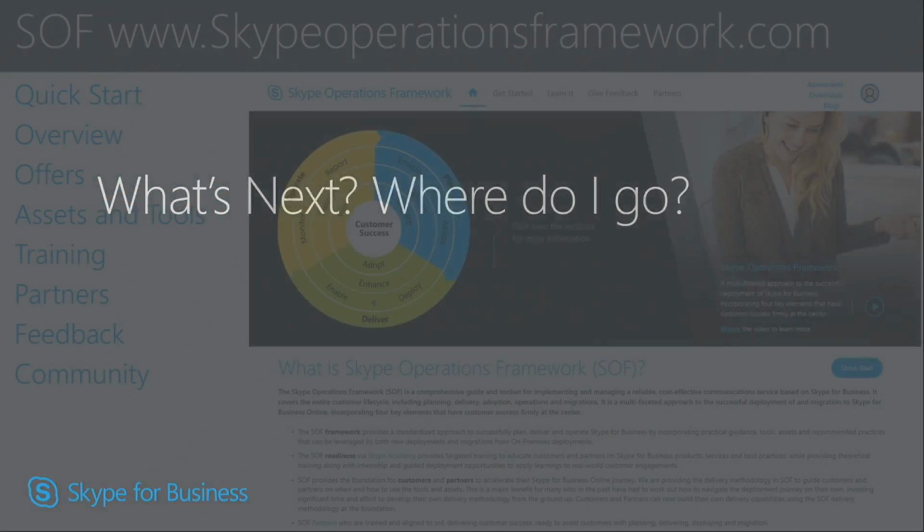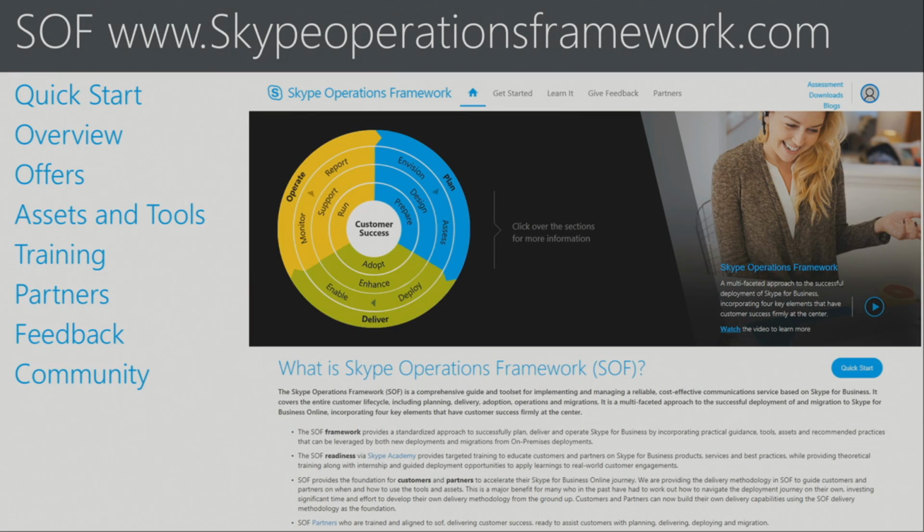So now what? Where do I go? Go to the Skype Operations Framework site if you haven't already. There's a wealth of information here, right? And we've helped you go through this, or we will help you go through this by giving you a quick start option. Ali kind of covered that in the last session, so you can go back and take a look at the recording for that. Or you can just simply go to this site and hit the big quick start button that you see on the main page. That'll help you get through the correct set of activities and assets based on the outcome that you desire.